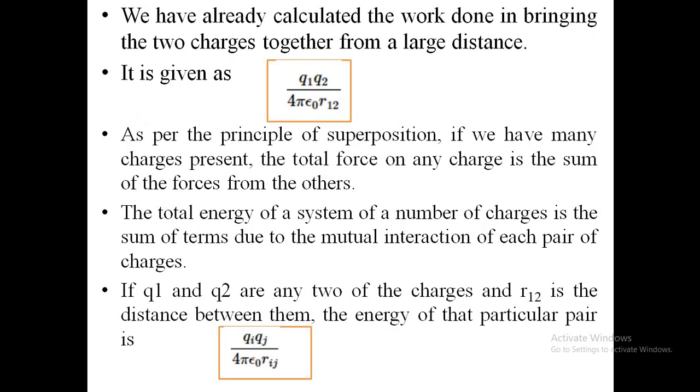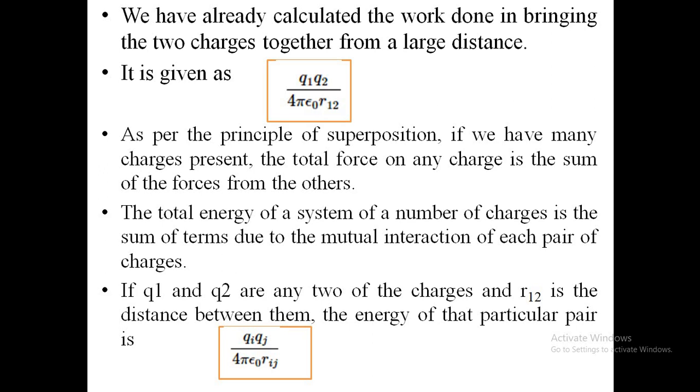We have already calculated that the work done in bringing the two charges together from a large distance is given as Q1 Q2 by 4 pi epsilon naught R12, where Q1 and Q2 are the two charges and R12 is the distance of separation between them.